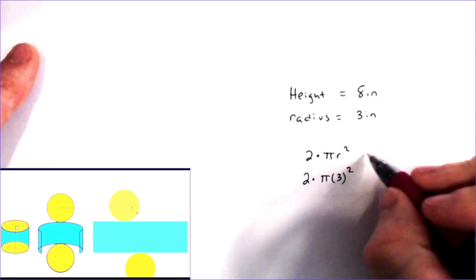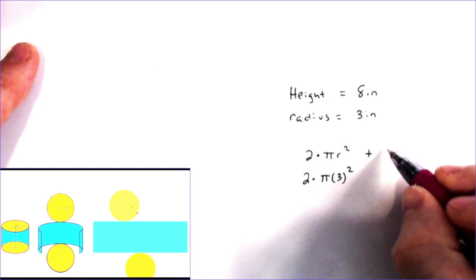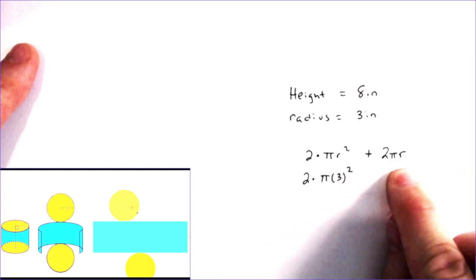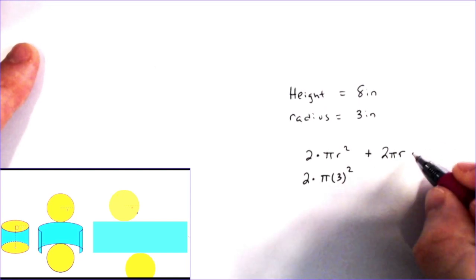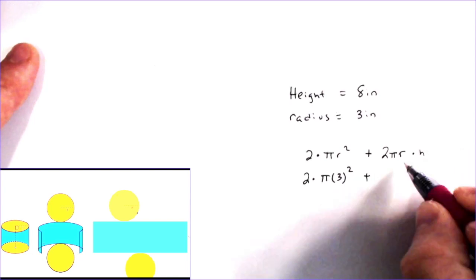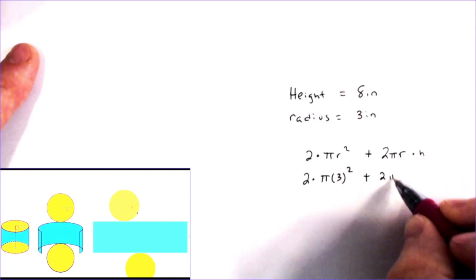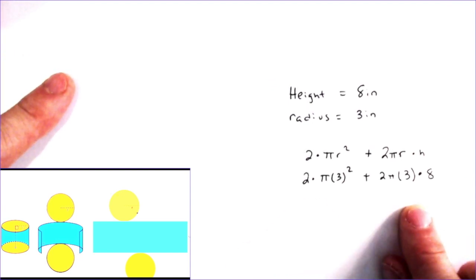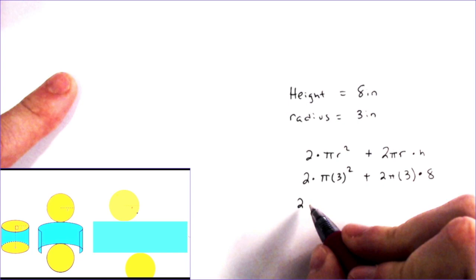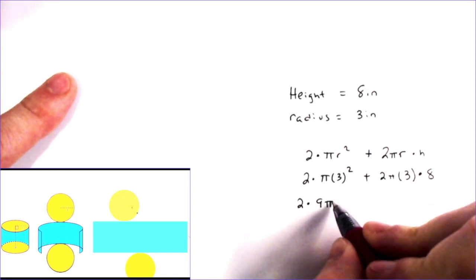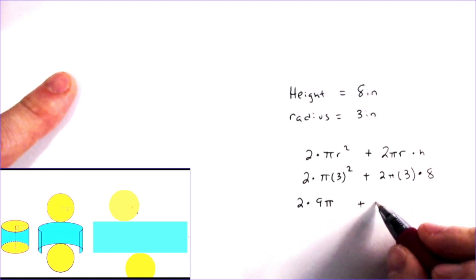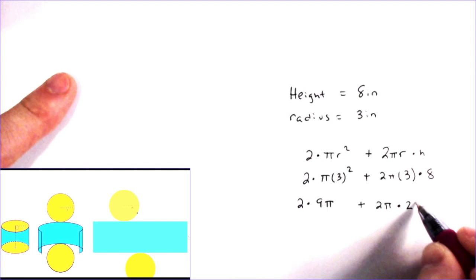And then we have to add that in with the rectangle, and the rectangle is the base, which is the circumference of the circle, times the height. So we have to plug in the r again, 2 pi times 3, and then the height, which we were given flat out as 8. Follow through with that math. We end up with 2 times 9 pi, and we end up with 2 pi times 24.